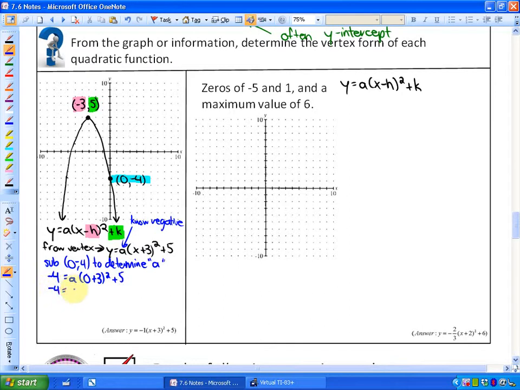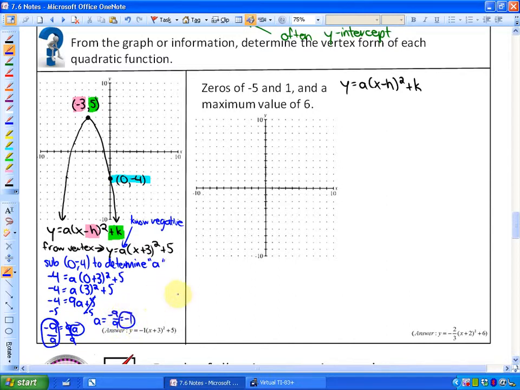So we have negative 4 is equal to a times 0 plus 3, which is 3. Now we have negative 4 is equal to, and 3 squared is 9, so it's going to be 9a plus 5. And now I'm just going to do the opposite operations, inverse operations, to solve for a. The opposite of adding 5 is subtracting 5. So now we have negative 9 is equal to 9a. The opposite of multiplying is dividing, so we'd have a is equal to negative 9 over 9, which is equivalent to negative 1. So there's your value for a.